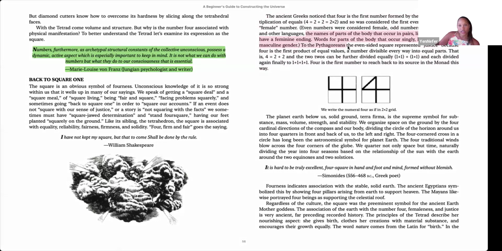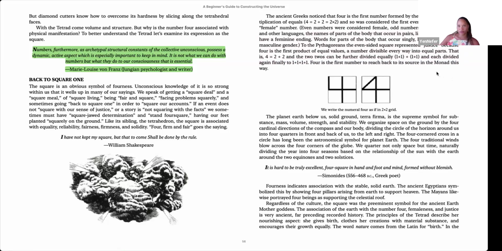To the Pythagoreans, the even-sided square represented justice because 4 is the first product of equal values, a number divisible every way into equal parts. That is, 4 equals 2 plus 2, and the two 2's can be further divided equally, 1 plus 1 plus 1 plus 1, and each divided again finally to 1 plus 1 plus 1 plus 1. 4 is the first number to reach back to its source in the monad this way.